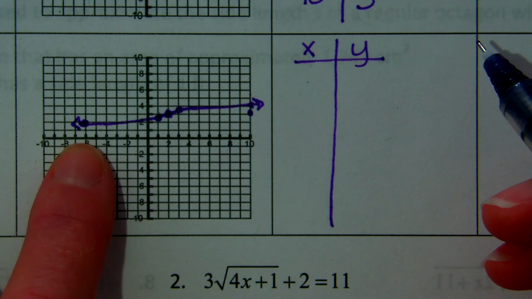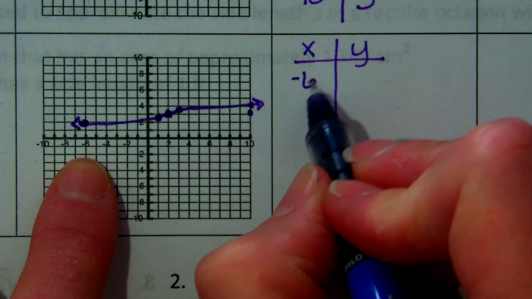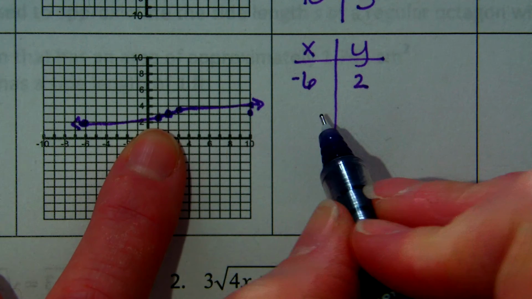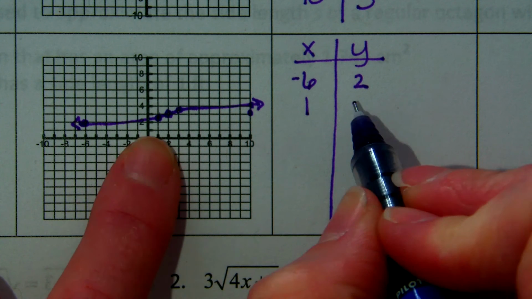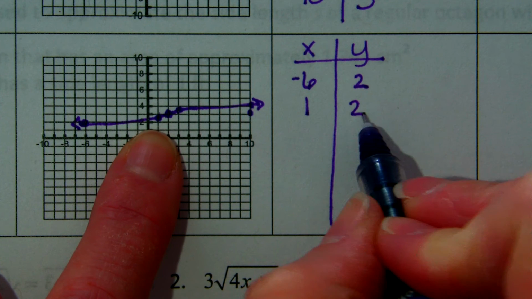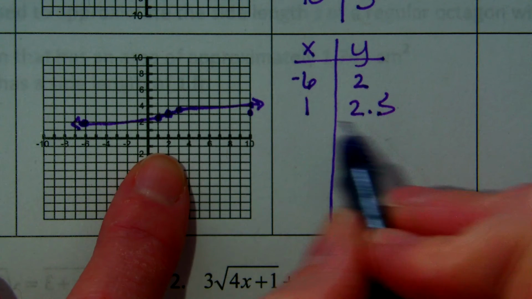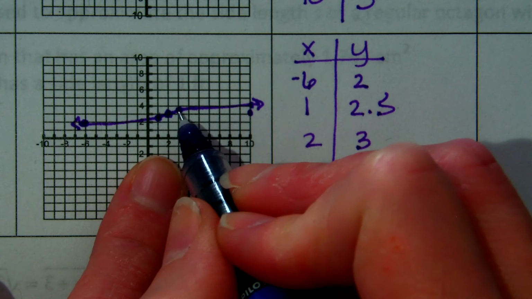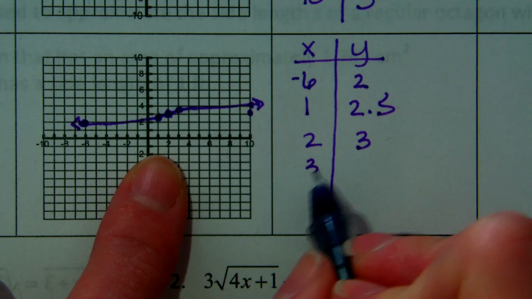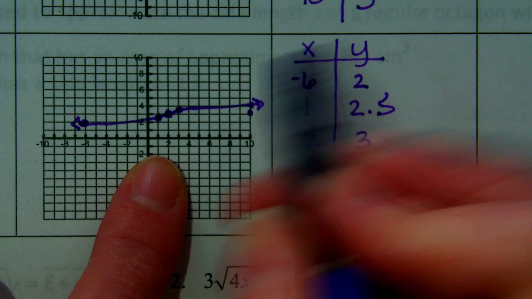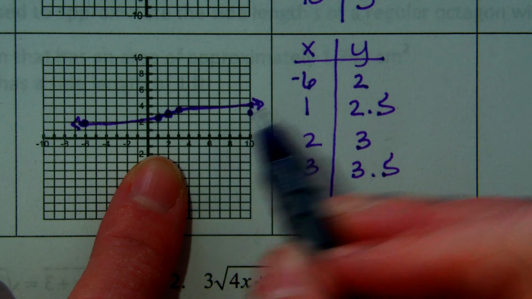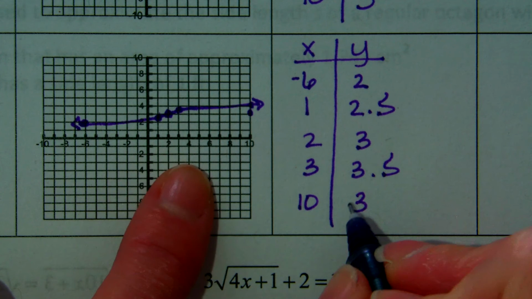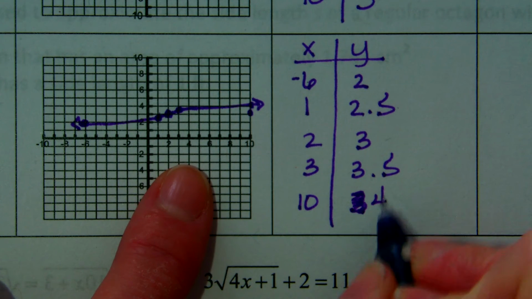So this point right here is at -6, 2. This point right here is at 1, and that's a 2.5, so 2.5. The middle point ends up at 2, 3. This point immediately to the right ends up at 3 and 3.5. And then the point that would be 8, 2 ends up at 10, 4. That's a 4.